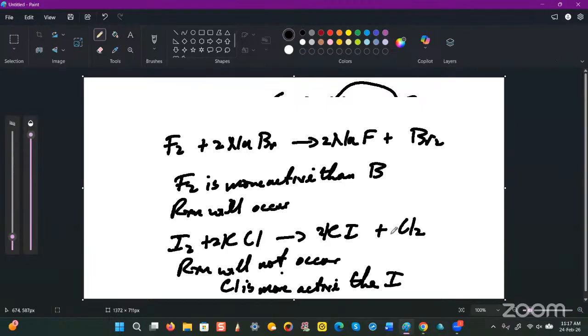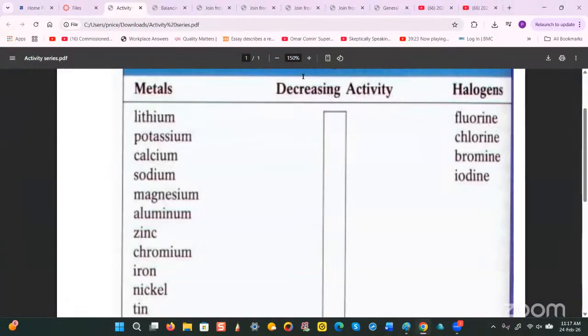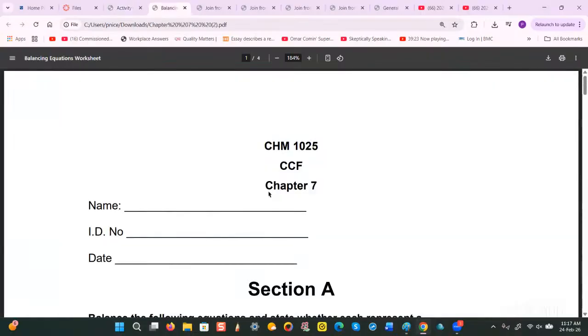So I covered combination, decomposition, and single displacement. The next type of reaction I'm going to talk about is double displacement. In the case of a double displacement reaction, this typically takes place between two ionic compounds in solution. Let me give an example to illustrate what a double displacement reaction is all about. Let me turn on my pen here.